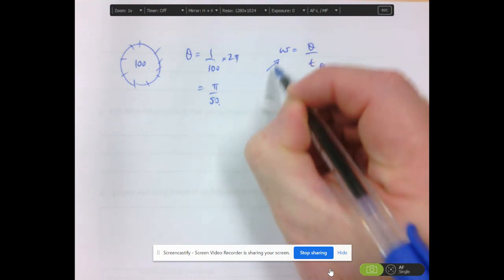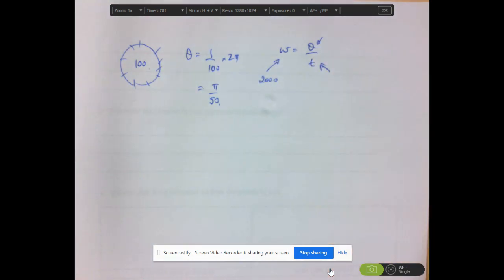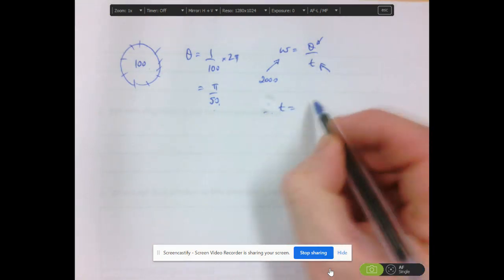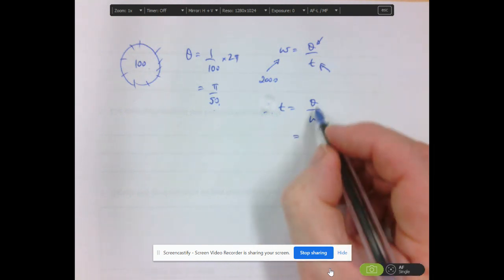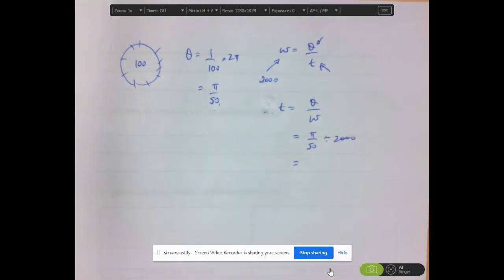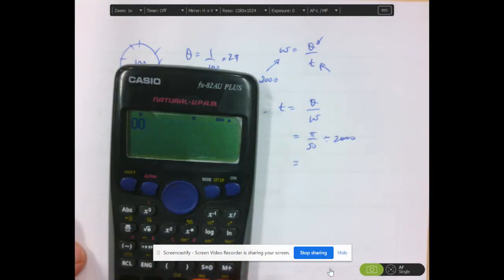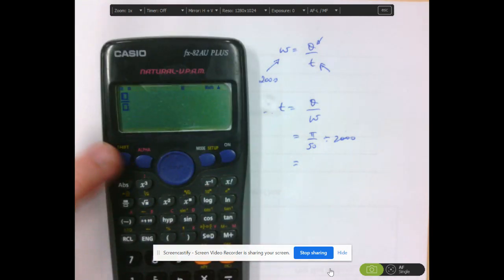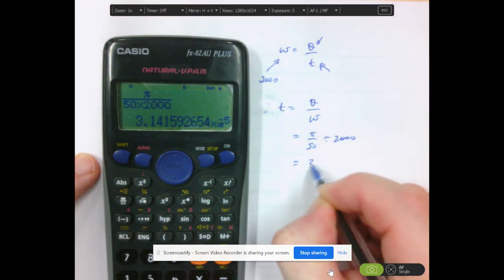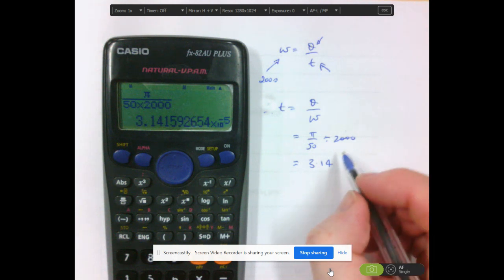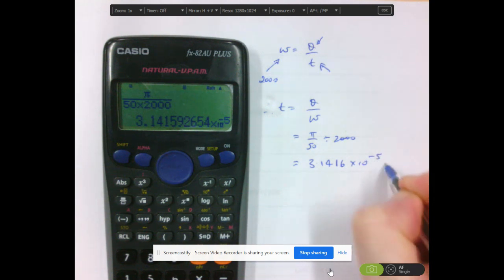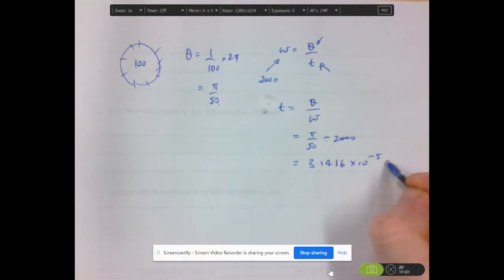We are given omega as 2,000, and we've been given theta. We're just not being given it, but we just worked it out. So time would equal theta on omega, which is pi on 50 divided by 2,000, and that's going to be pi on the top over 50 times 2,000 on the bottom, and that's 3.14159, a very familiar value, by 10 to the minus 5. Okay, so that's how many seconds it takes.